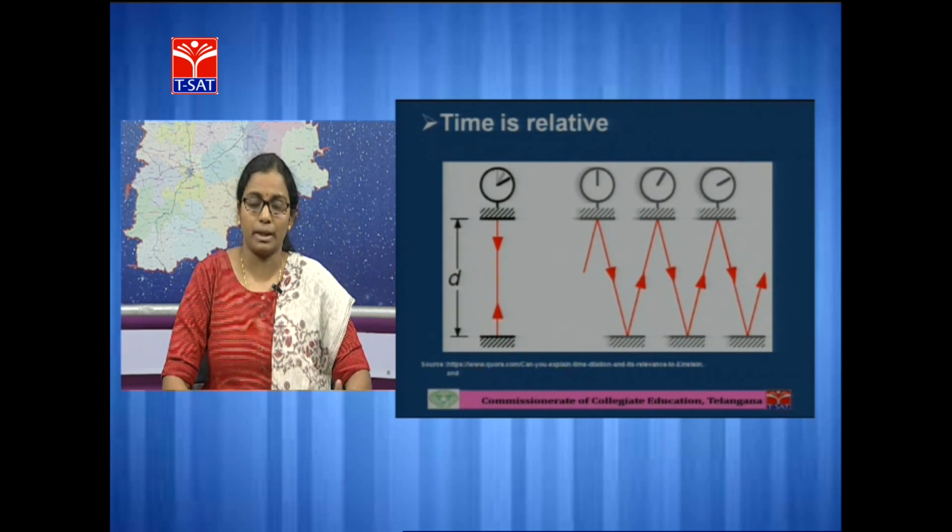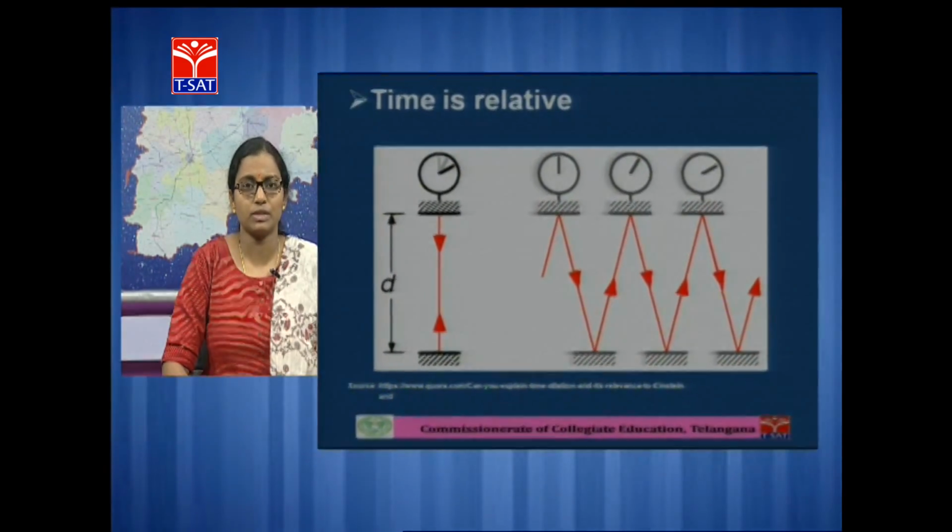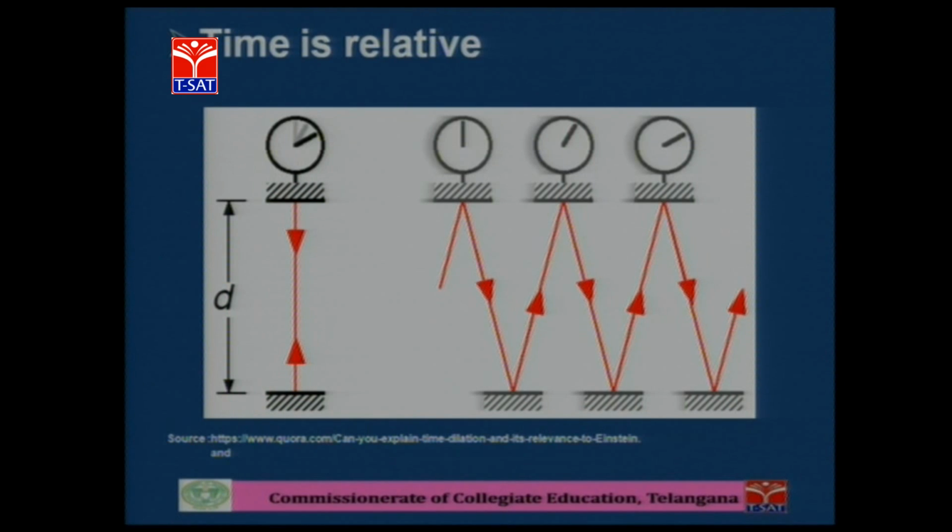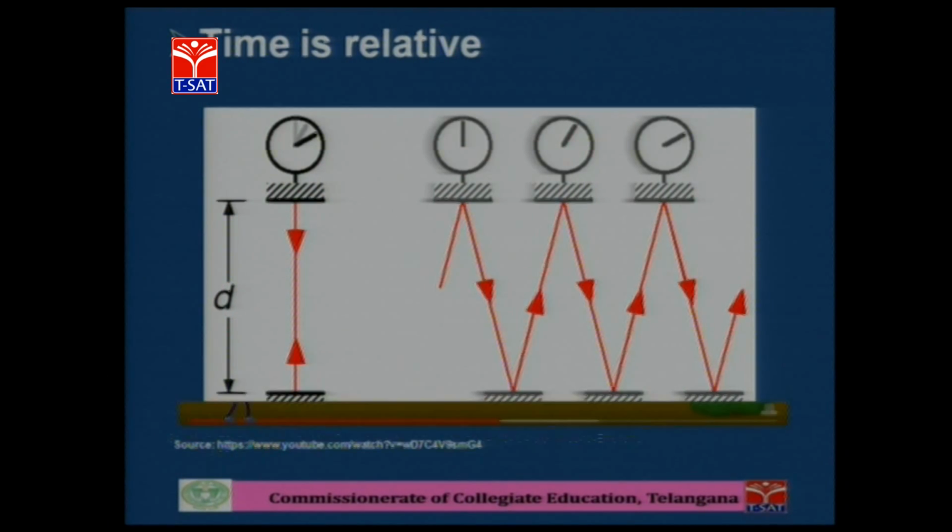Next, we come to time. Time is always relative. If we ask anyone what the time is now, a person living in India will tell some time, and an American will tell some other time because he is in the other part of the world. So it depends upon the position where the person is. So time is also a relative quantity.